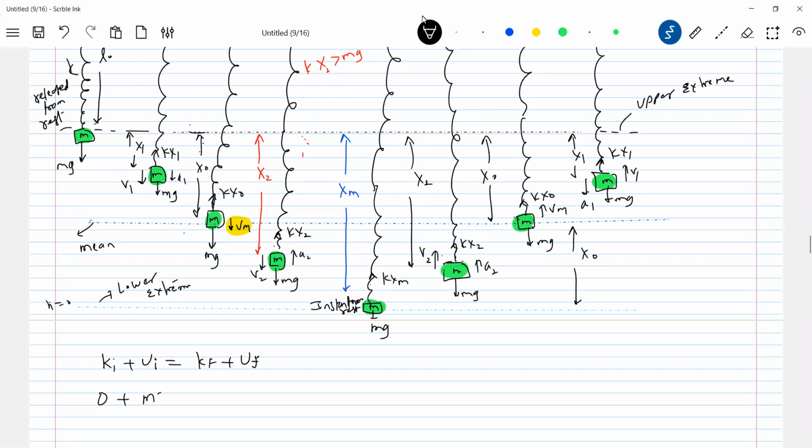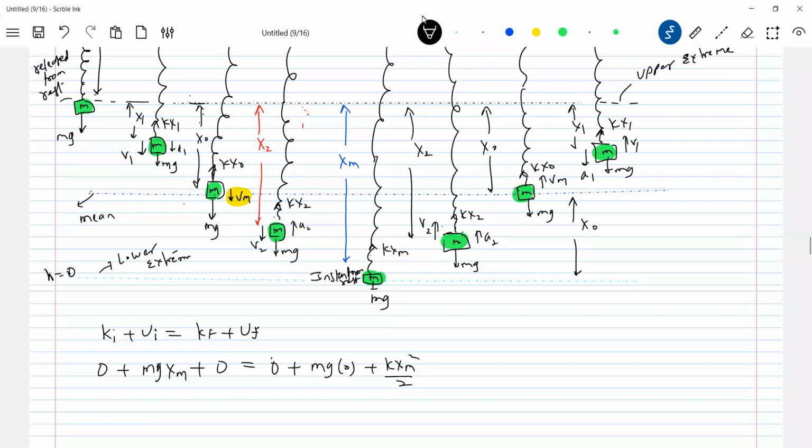So at what height was it? Gravitational potential energy is mgxm. And what is the initial potential energy in the spring? 0. Finally, at the lower extreme, it is at rest. And what is the gravitational potential energy? It will be 0 because I'm defining h equal to 0 at this lower extreme. So therefore xm is equal to 2mg by k, is what I got.